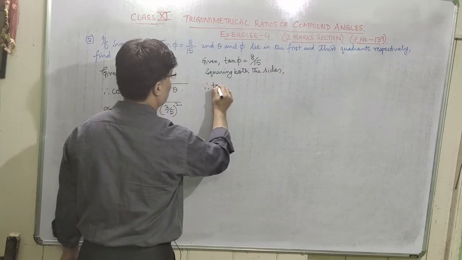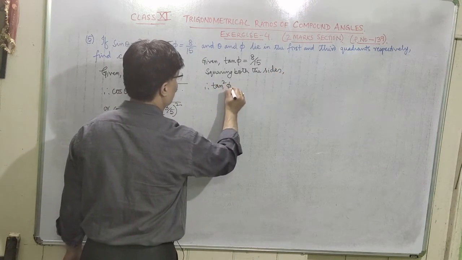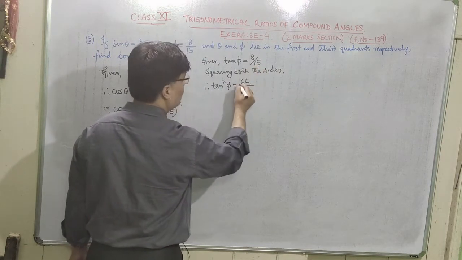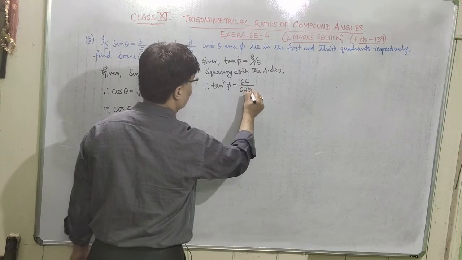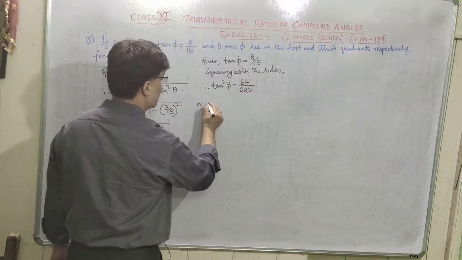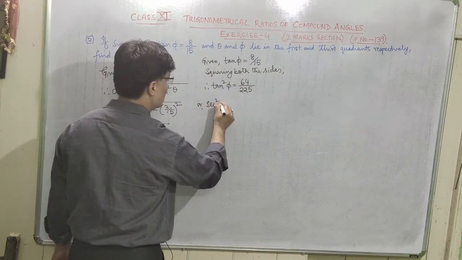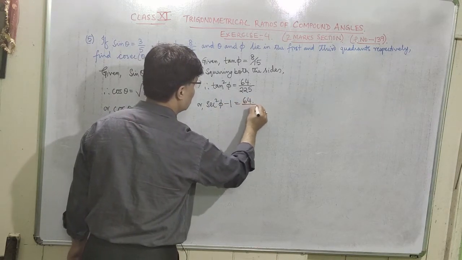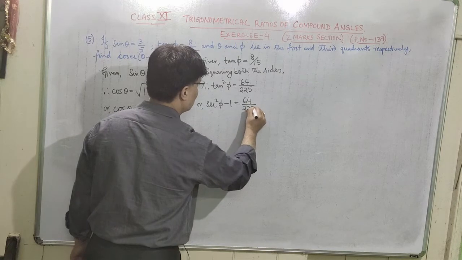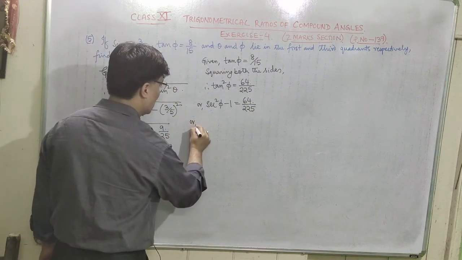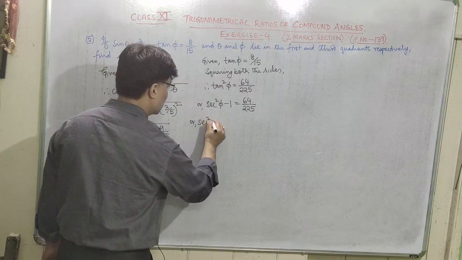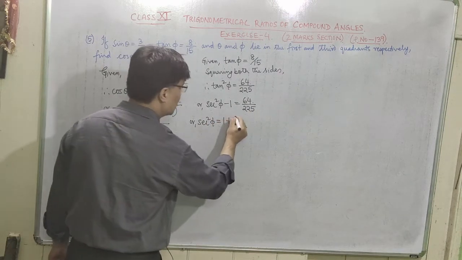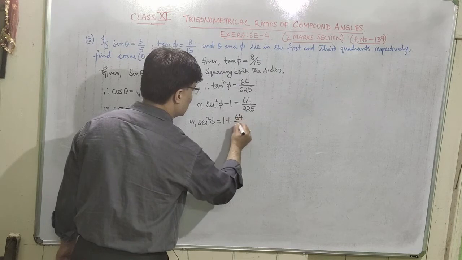So what do we get? This is tan square phi is equal to 8 whole square is 64, 15 whole square is 225. Okay. What is tan square phi in terms of sec? It is sec square phi minus 1 is equal to 64 divided by 225, or what is the value for sec square phi? Now minus 1 is taken to the right hand side. It is 1 plus 64 by 225.